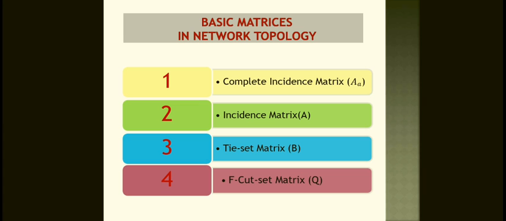Now, the basic matrices in network topology. We generally take 4 basic matrices used in network topology. There is the complete incidence matrix, indicated by capital A, the tie-set matrix indicated by B, and the fundamental cut-set matrix indicated by Q. So these are the basic matrices in network topology.